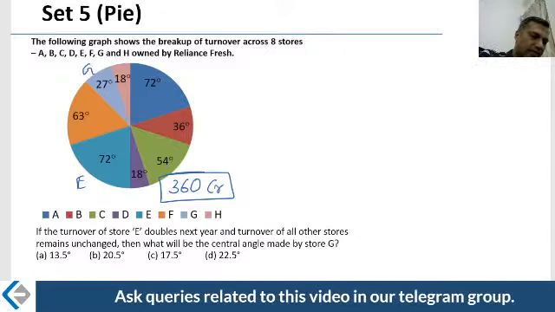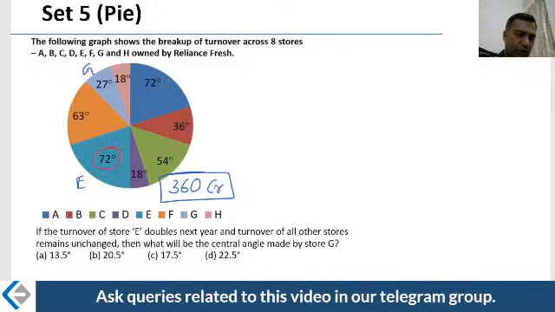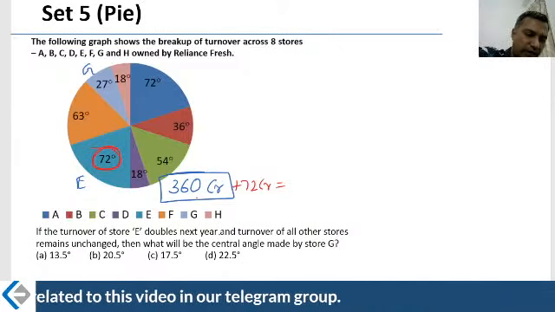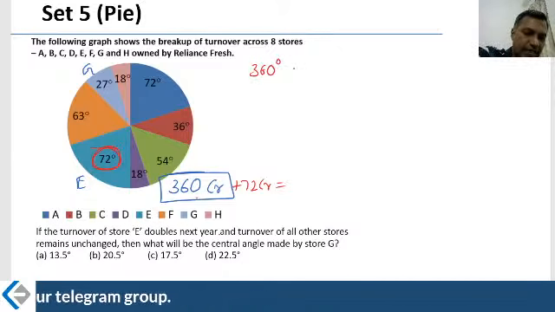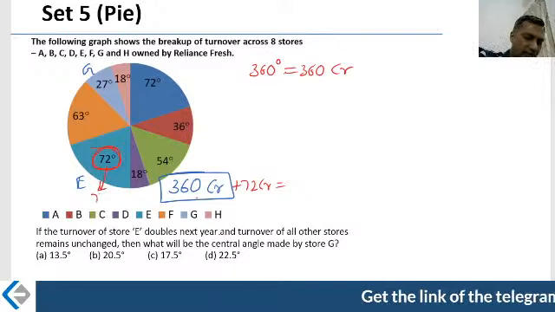E got doubled. It implies the 72 is getting doubled, another 72 is getting added. Therefore, what is the business for the next year? I will add plus 72 crores to this, because the 72 crore is extra generated. I said that 360 degrees is equal to 360 crores. Easier. Therefore, 72 degrees is nothing but 72 crores.